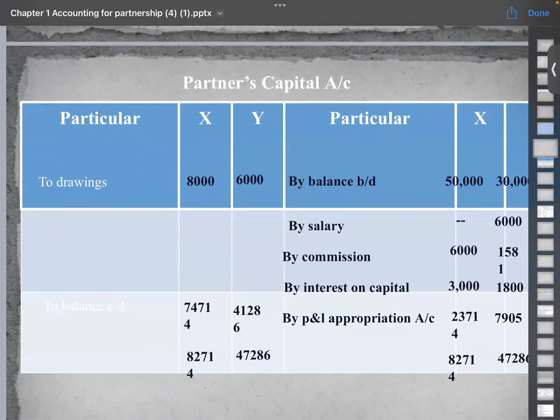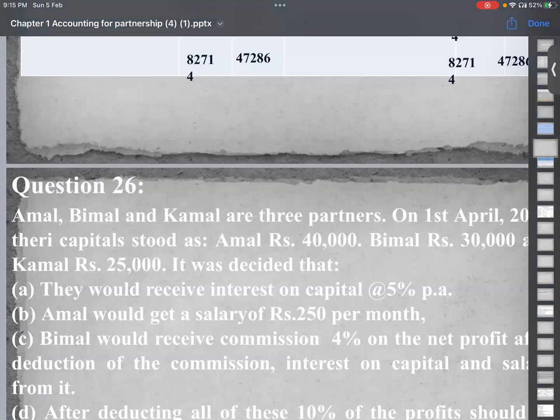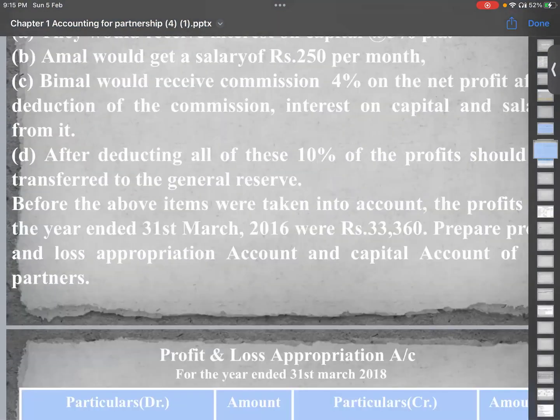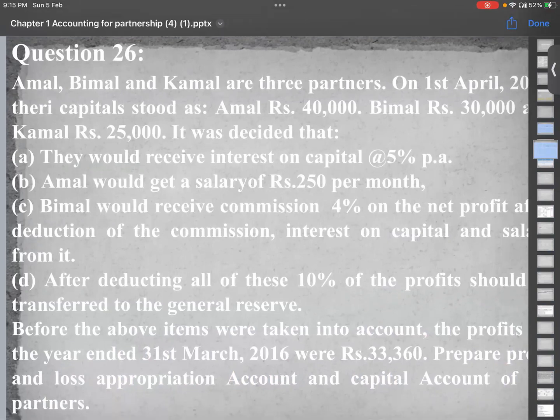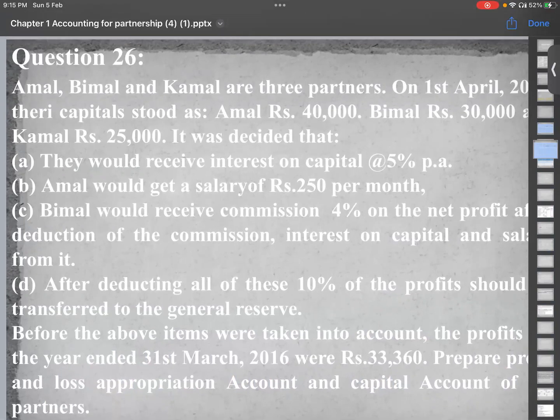Now we'll discuss one more question. I want you to take the screenshot of this question as well. Kindly take the screenshot of this question, please, everyone. Let me know whenever you are done.